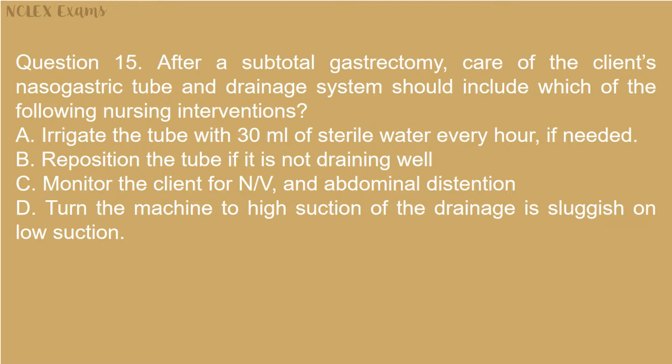Question 15. After a subtotal gastrectomy, care of the client's nasogastric tube and drainage system should include which of the following nursing interventions? A. Irrigate the tube with 30 milliliters of sterile water every hour, if needed. B. Reposition the tube if it is not draining well. C. Monitor the client for nausea, vomiting, and abdominal distension. D. Turn the machine to high suction if the drainage is sluggish on low suction.